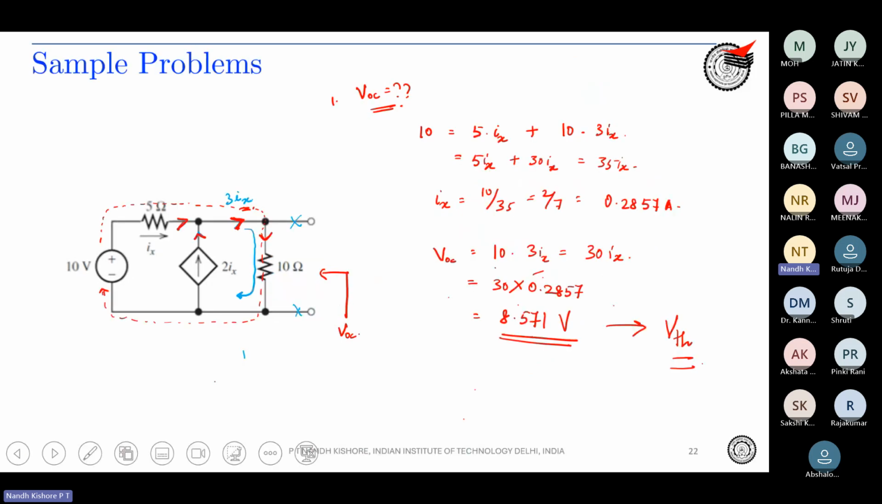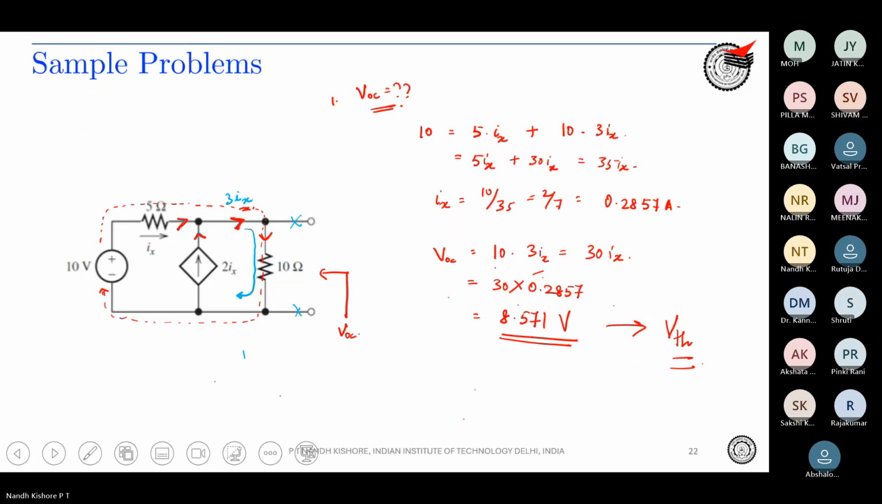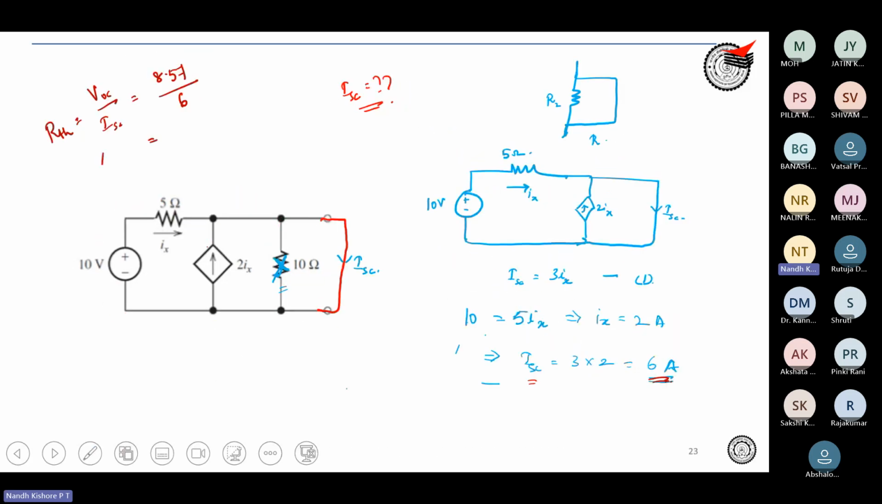In the previous slide, we got the open circuit voltage 8.57 volt, and here we have got the short circuit current, that is 6 ampere. Therefore, your R Thevenin is what? V open circuit by I short circuit, right? That is 8.57 volt divided by 6 ampere. How much are you getting? I think you should get around 1.429 ohm. Is this fine with everyone?